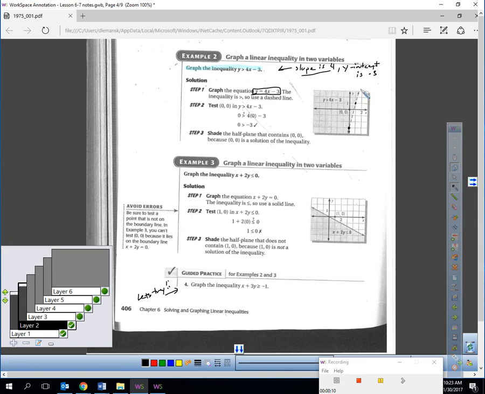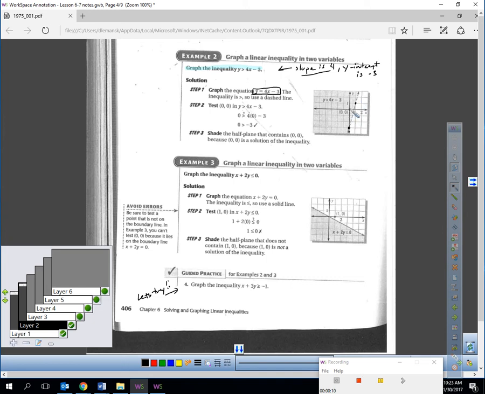So that means any points on this line are not part of the solution set. It's the fence, but the points on the fence won't make this a true statement. Okay, now we have to figure out what side to shade. You have to test a point. So let's try testing a point. The easiest thing to test is 0, 0. It's the easiest point to plug in.